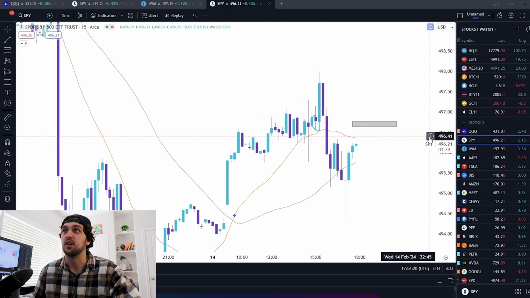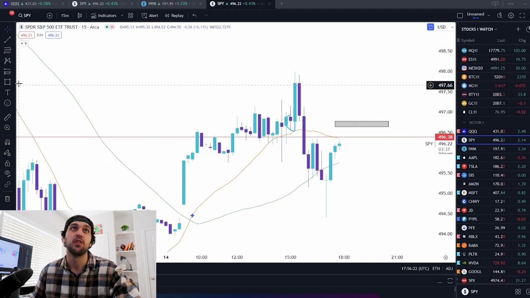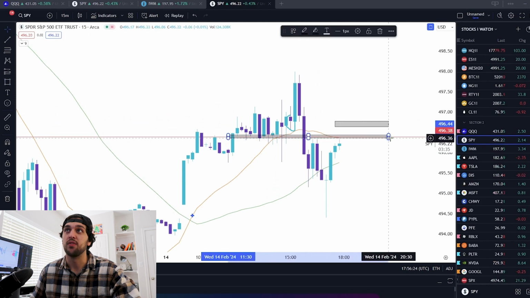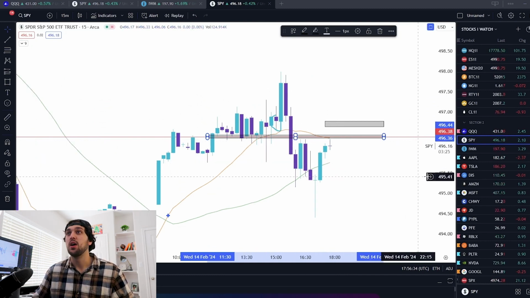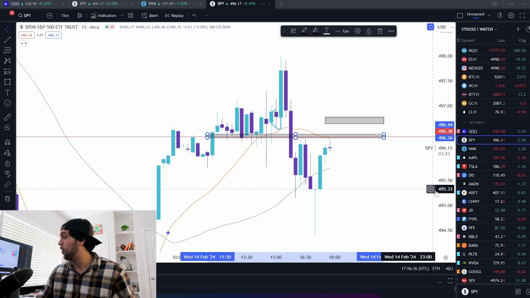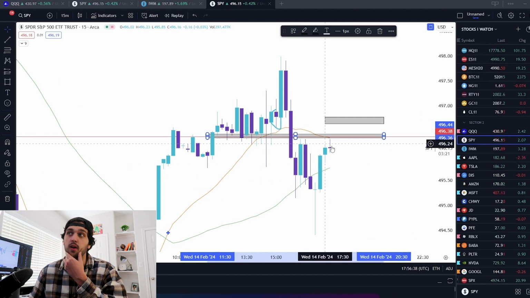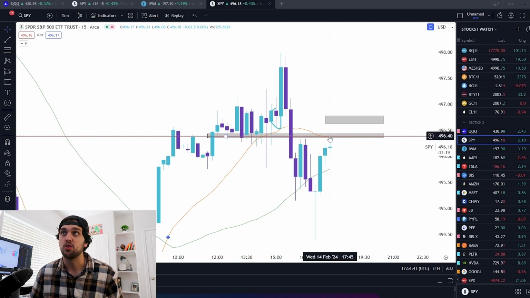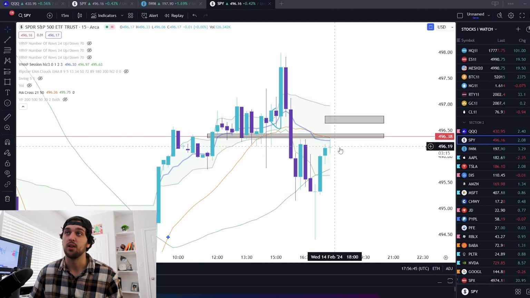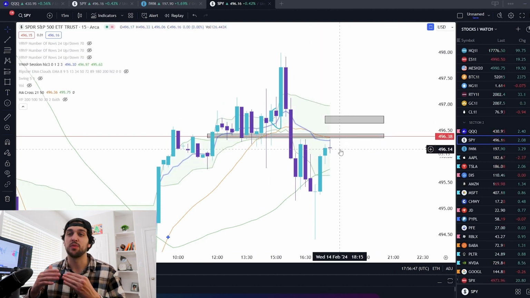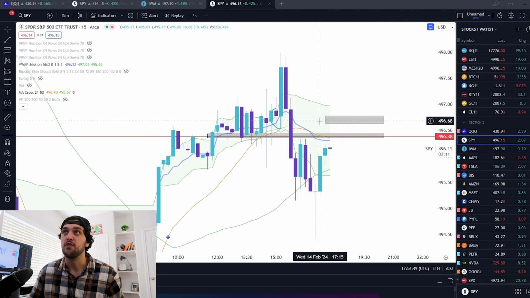Right here, as you can see, we have this previous support. We broke underneath it and now we're using it as a resistance with this 21 MA. So if I was entering a trade right now, I would be entering puts on QQQ or on SPY. And if it goes over, so earlier we saw VWAP is actually at the same spot, which is kind of crazy. Usually they don't line up in the same exact spot, but VWAP and this 21 MA are at the same exact spot.